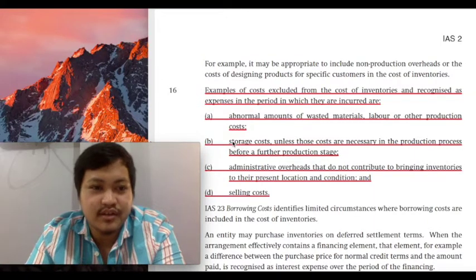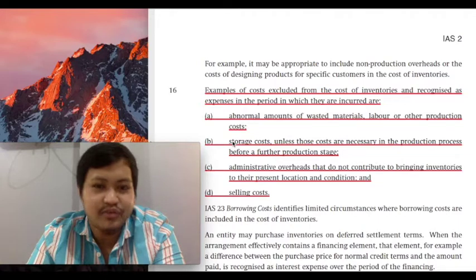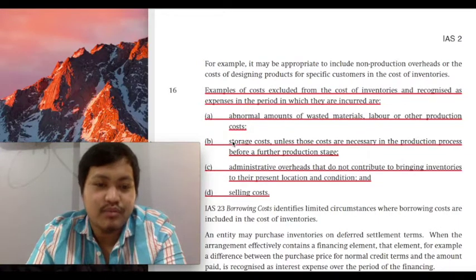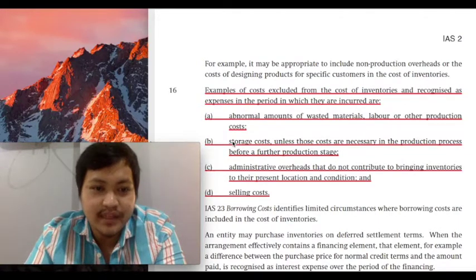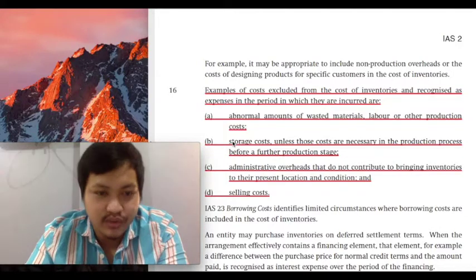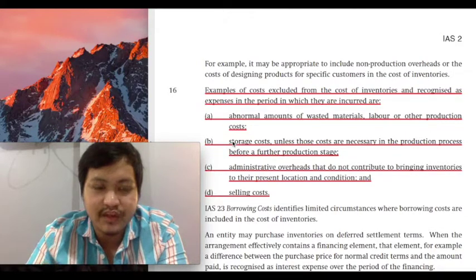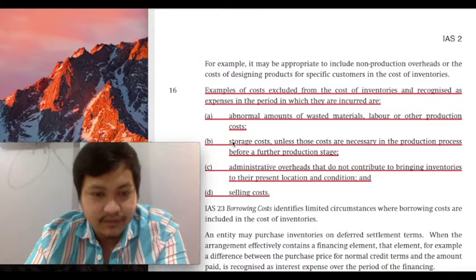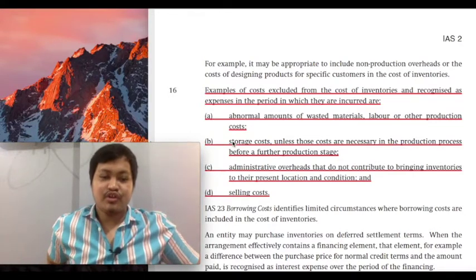Why are they not considered necessary in the production process? Because the production is already completed. We are dealing with completed goods. We are dealing with finished goods. So definitely, anything that is incurred after is no longer part of the production process.